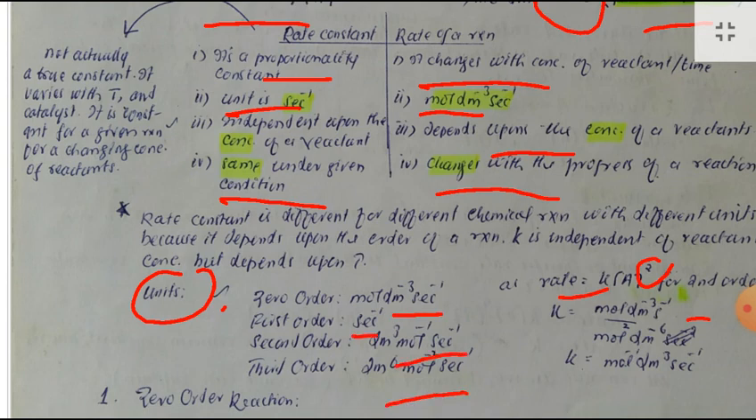I hope you have gotten a good insight into chemical kinetics. In our next lecture, we will discuss order: how different factors influence the order of a chemical reaction, how the order of reaction is derived, and what the important mathematical equations are with respect to the order of a chemical reaction. Thank you very much for watching the video.